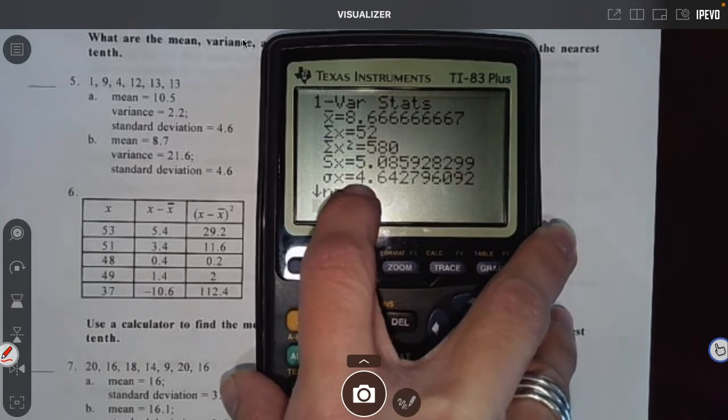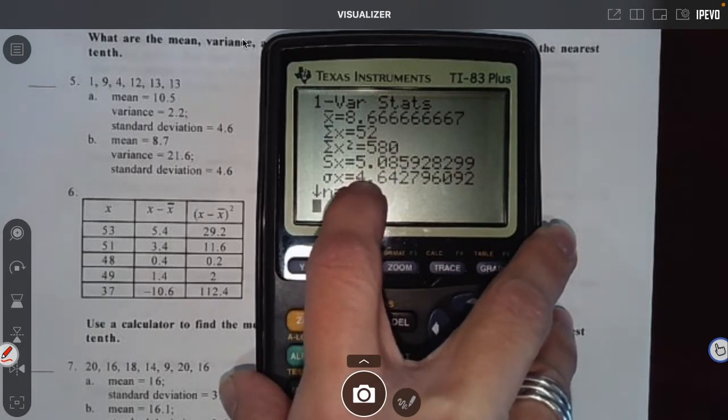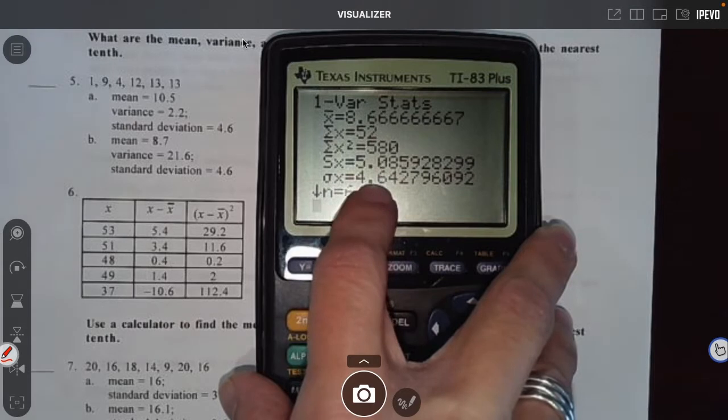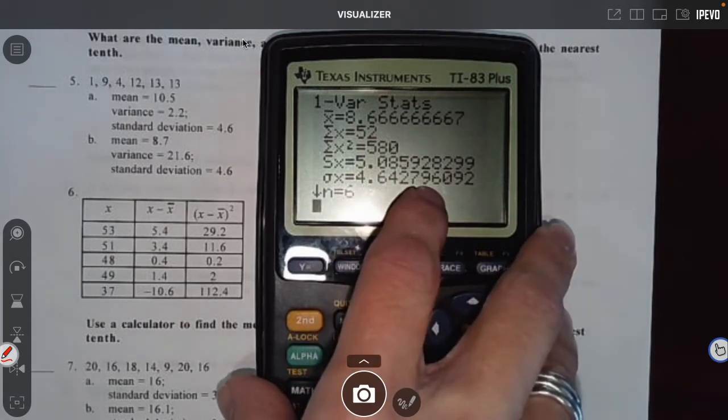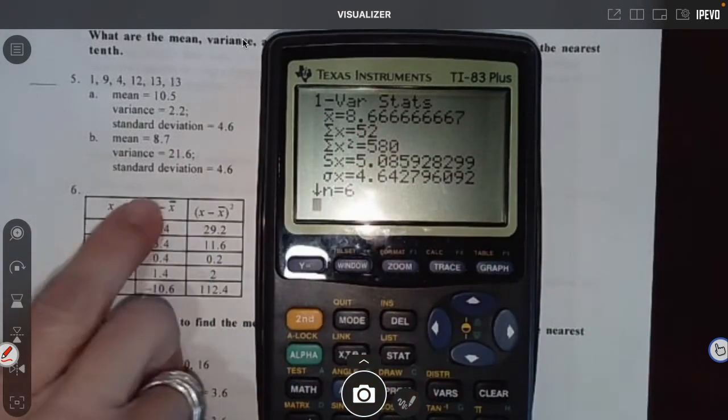Why doesn't it give us the variance? All you do is square this number. All you have to do is square it. So you would just type in a few decimal places, 4.643 or something, and square it, and it should give you really close to the answer.